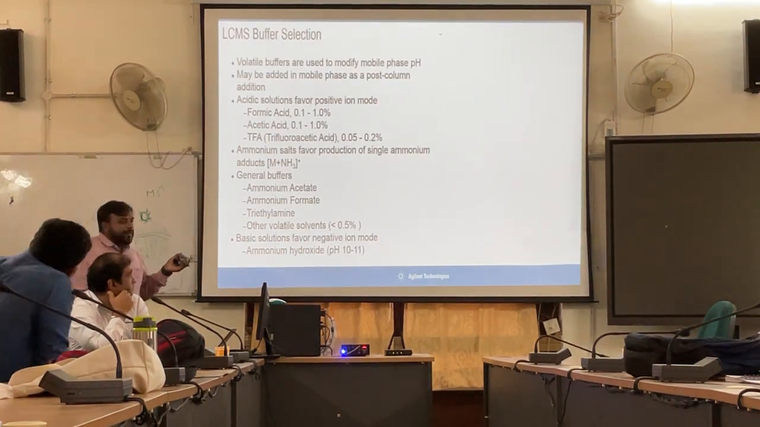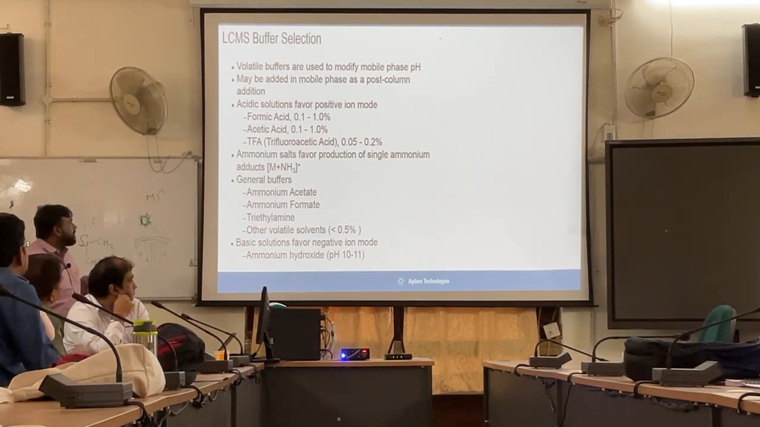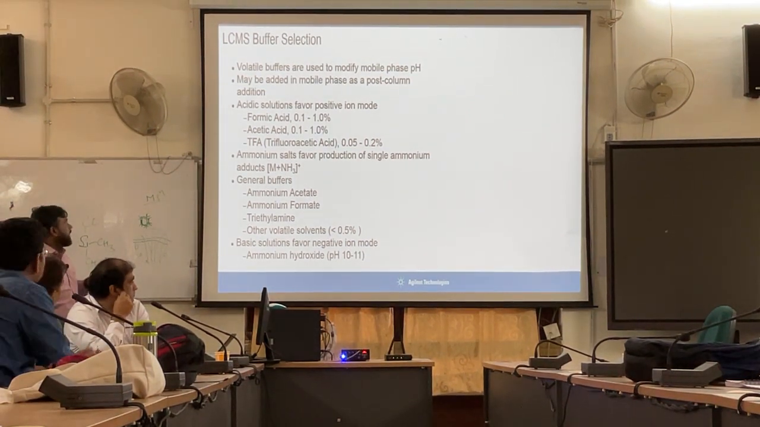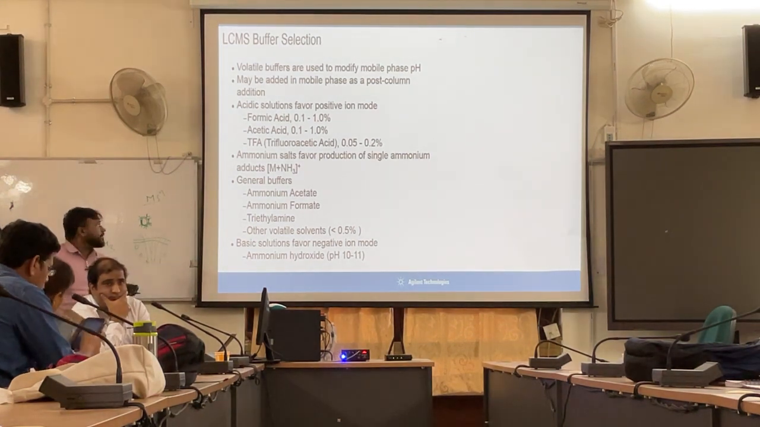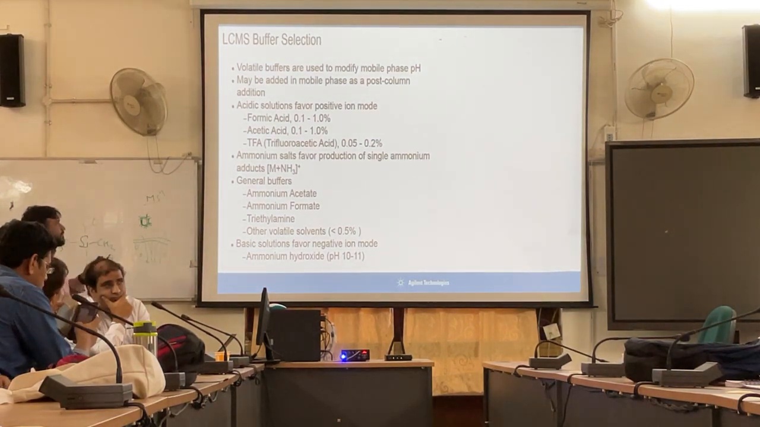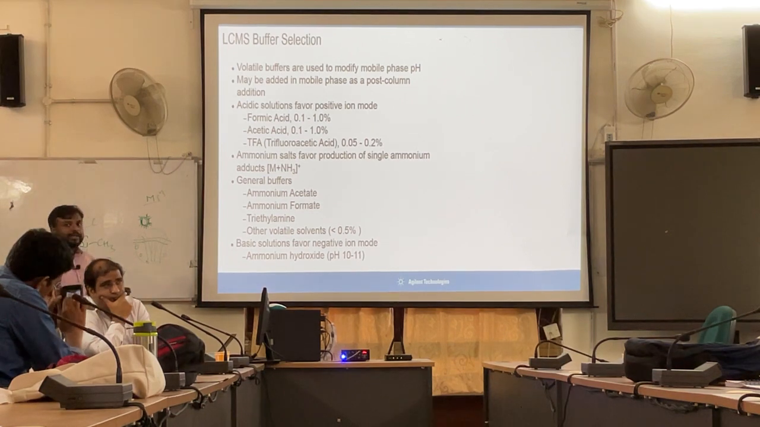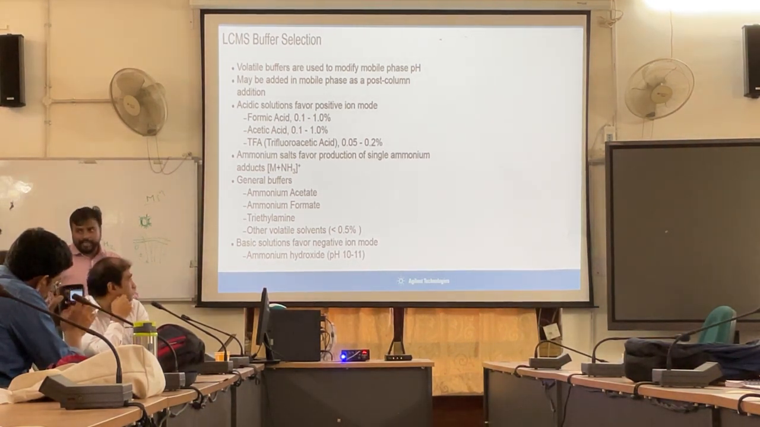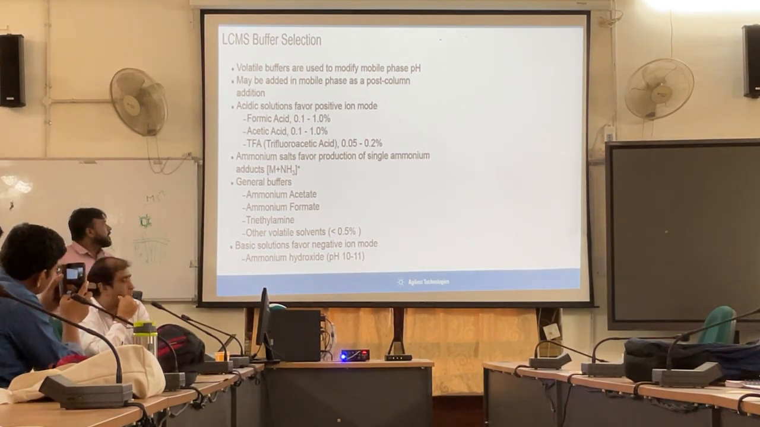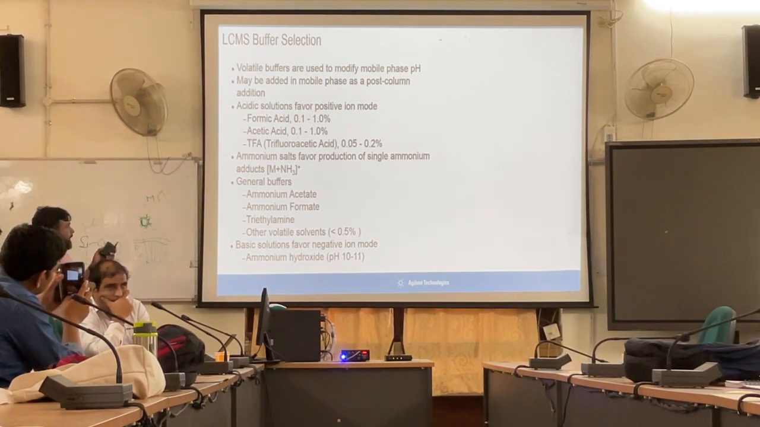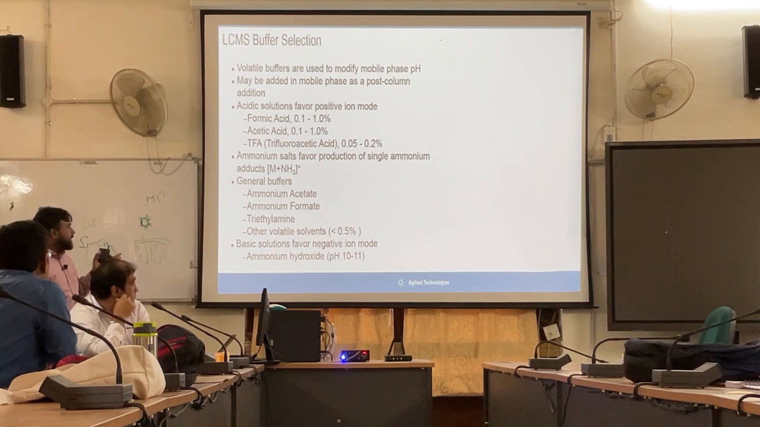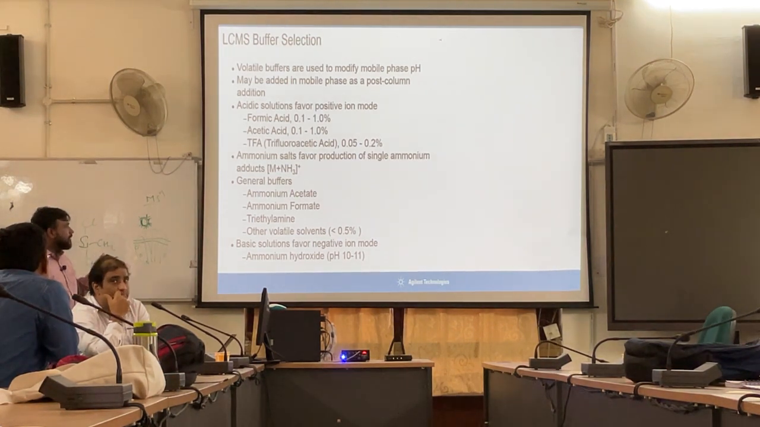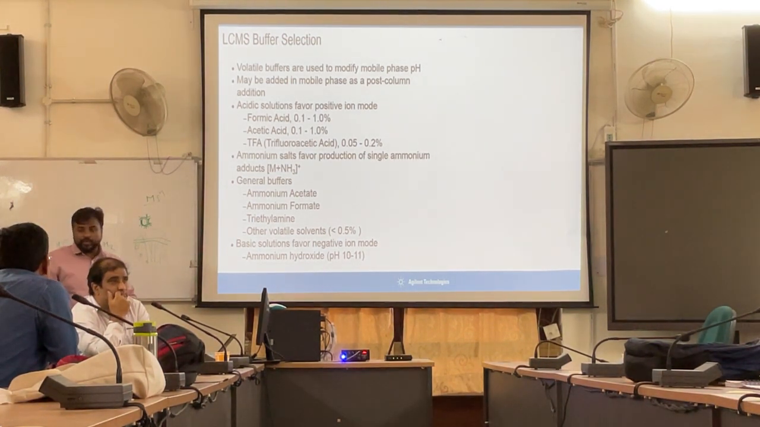So these are the LCMS grade mobile phases and solvents you can use. Mostly we are using formic acid and acetic acid for any positive ionization component. TFA is sometimes used, but actually not recommended, though for increasing the ion pair capacity we can use it. For the basic moieties, ammonia, ammonium acetate, ammonium formate, triethylamine and other volatile solvents we can use, which are volatile in nature and do not leave any residue in the source.